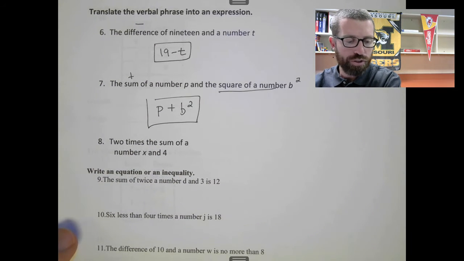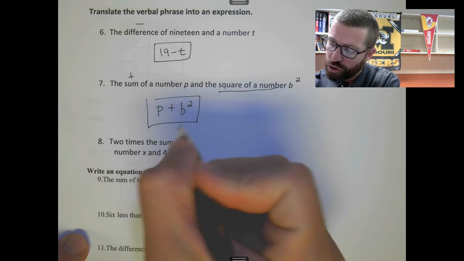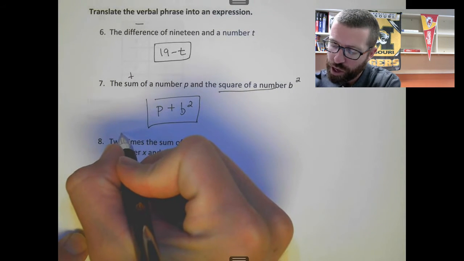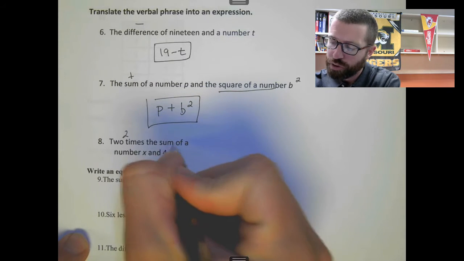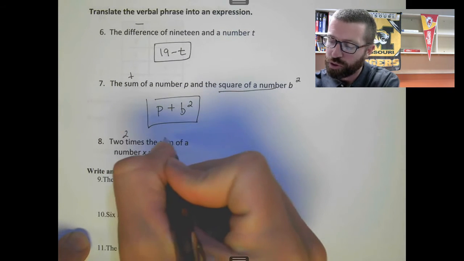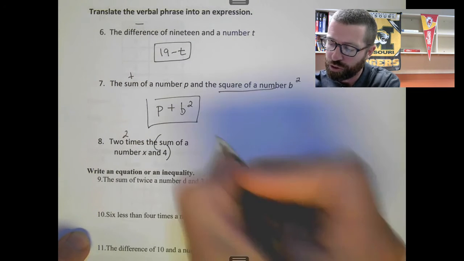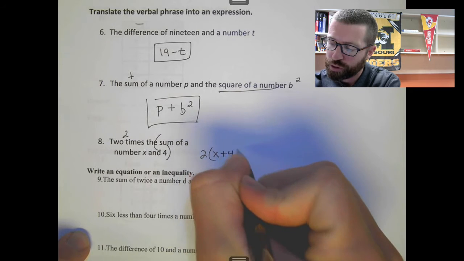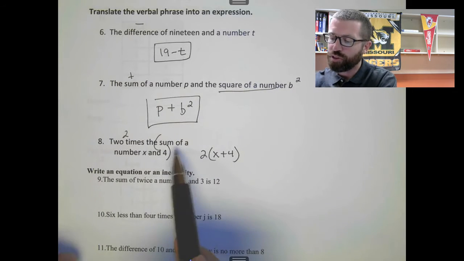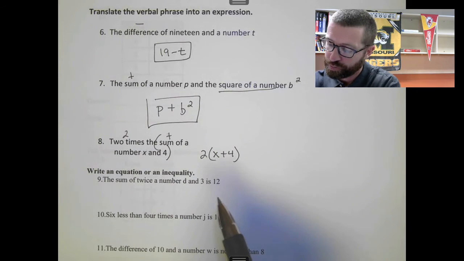And then number 8, 2 times the sum of a number x and 4. So 2 times is twice, or times 2. And then the sum of a number x and 4. So 2 times the sum of a number x and 4. This implies that this is all going to be in parentheses. So it's 2 times (x plus 4). So we're going to find the sum, which is add first, and then take it times 2.